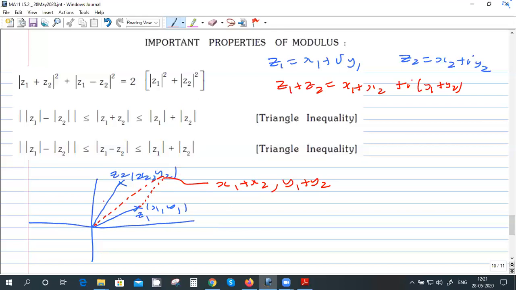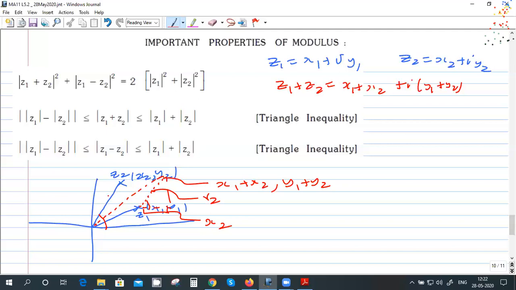So this length is the square root of x2 squared plus y2 squared, which is r2. The angle here is the same as this angle with the horizontal, right? So the component of r2 along the horizontal direction will be x2. Is that clear?